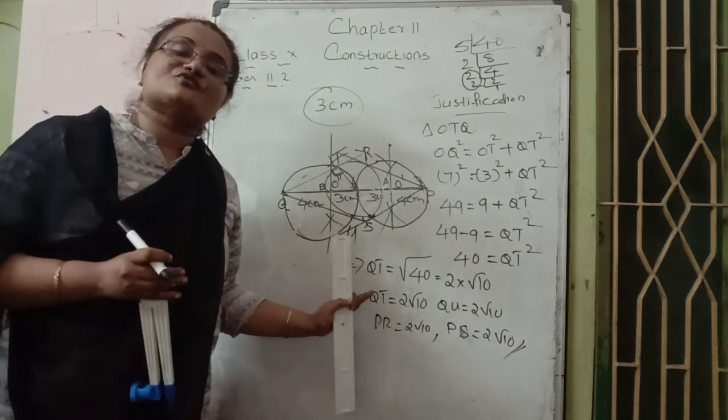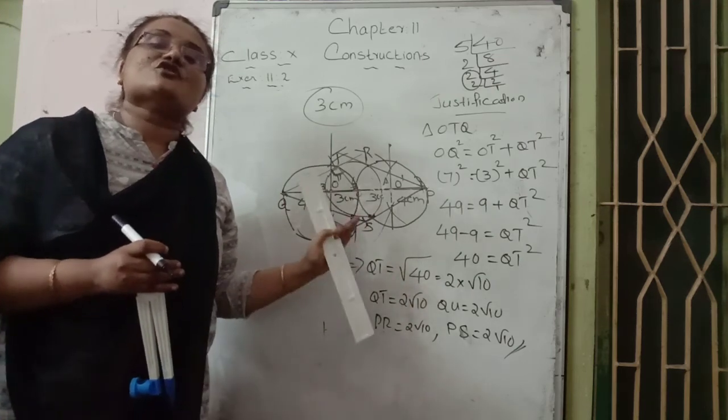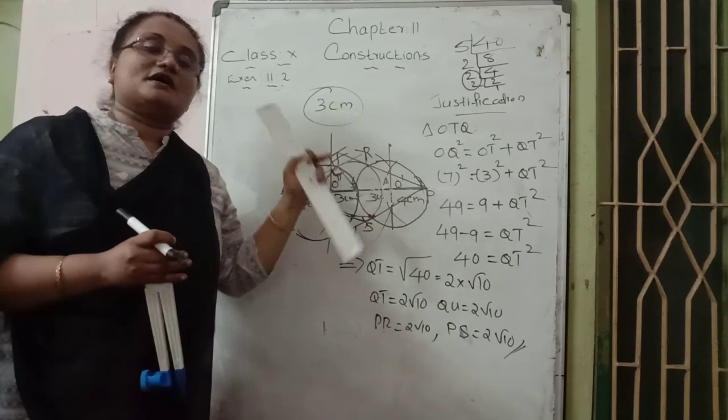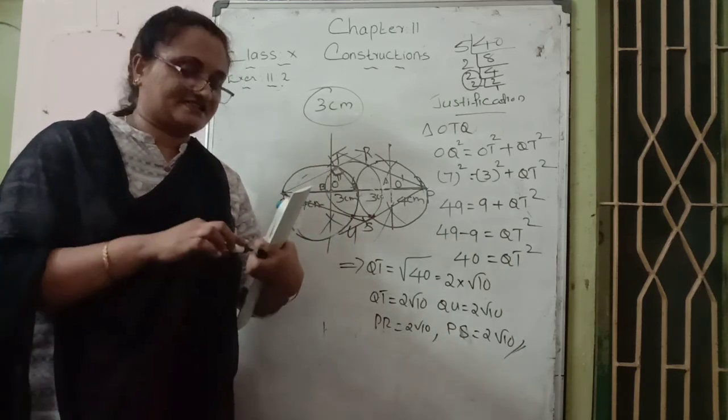That is the meaning of this question. I hope you can understand how to construct the tangents of a circle. Try to understand this one. The remaining questions we can discuss in the next class.